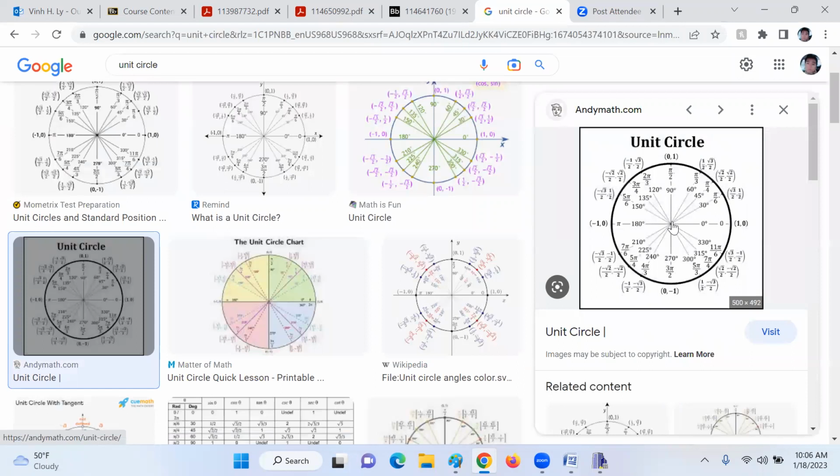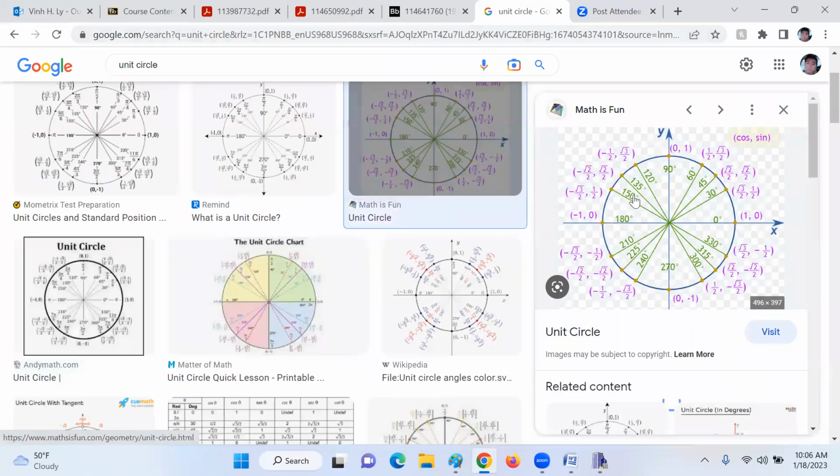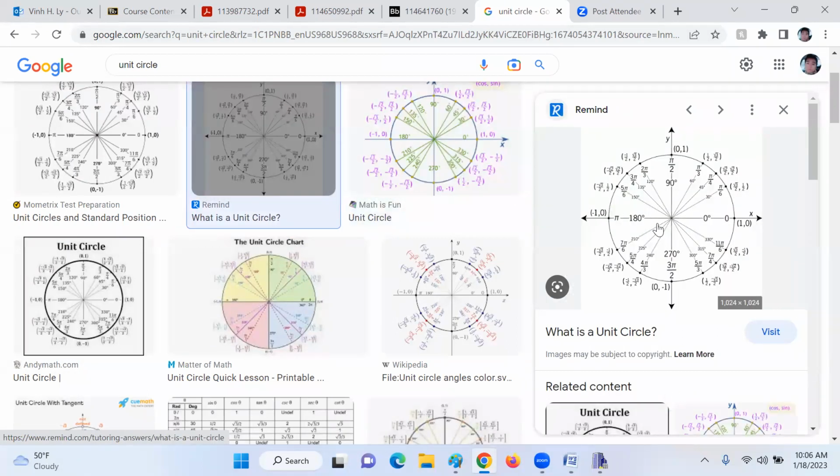Just use the images. I feel like this image looks better. I'm not sure, but some images don't look so clear. We need to have both degrees and radians. This one is not good. This one only gives you degrees, but we need radians in order to sketch it. So we have to be really careful with this. Pick the one that you like, copy it, and then you can print it out for the final exam.